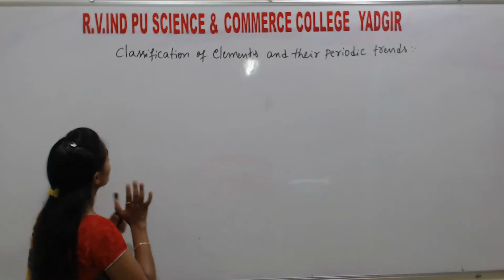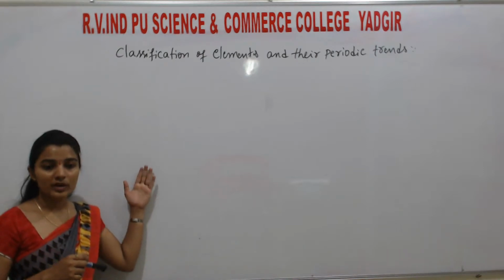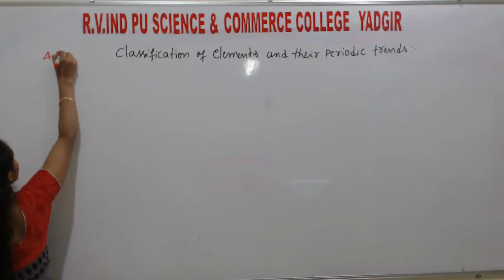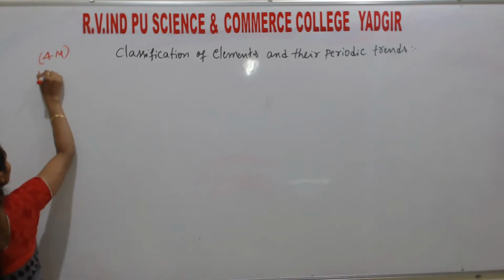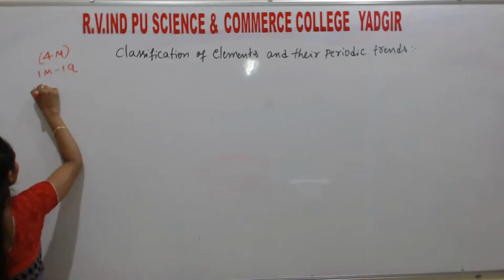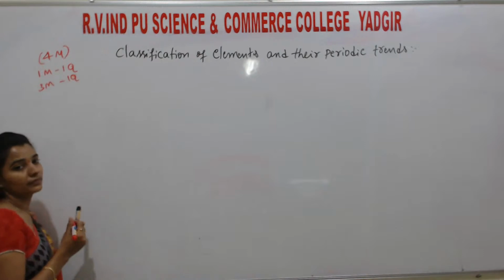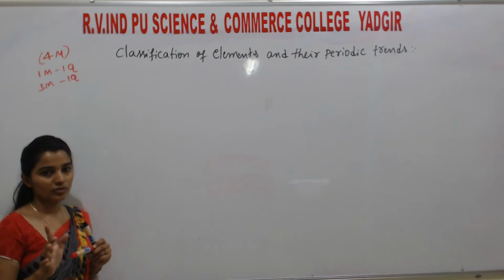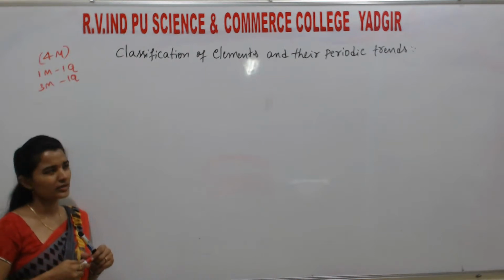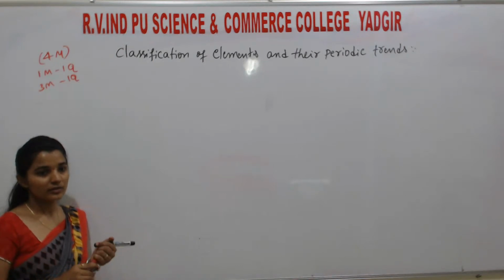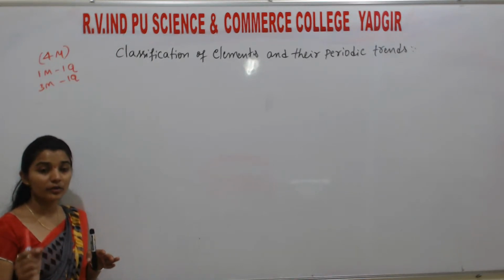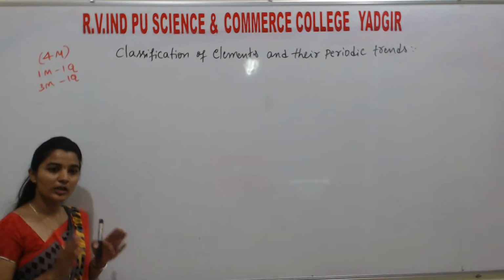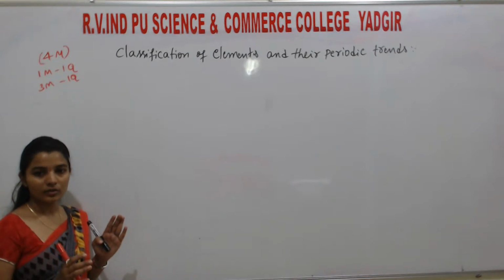The first thing, students, is how many marks this chapter carries. It carries 4 marks in the annual examination: a 1 mark question and a 3 mark question. This is a very easy chapter. It is not that theoretical, but you have to understand what happens along the period and along the group. If you know that, you can easily answer the questions.